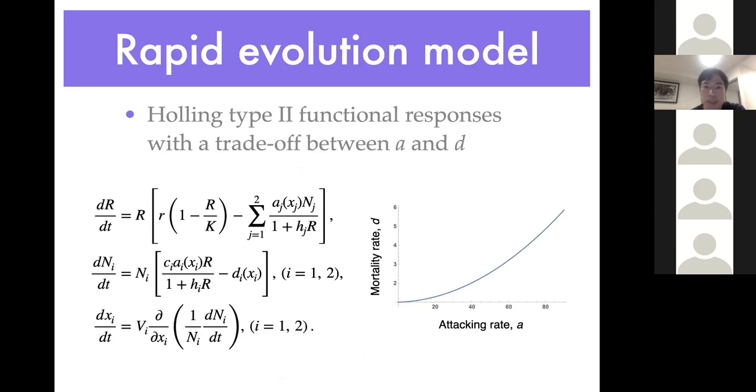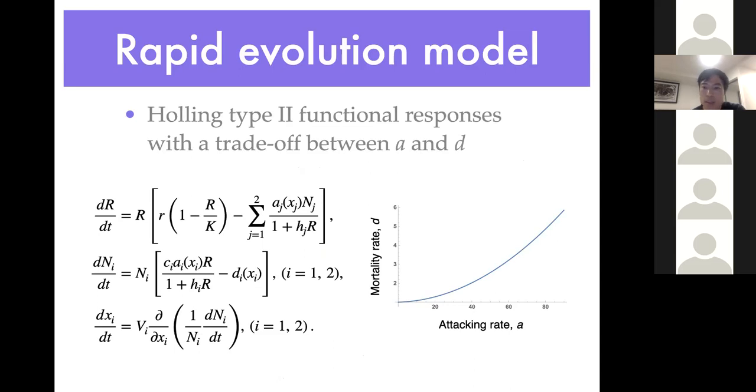So I made this very simple model where prey species are growing according to logistic growth. And then there are two consumers with a type 2 functional response. And also we assume a trade-off between the attack rate and the mortality rate like this. And again, the trait is evolving according to the fitness gradient.